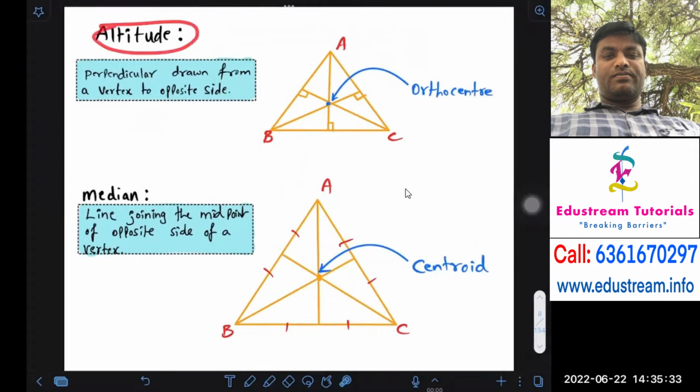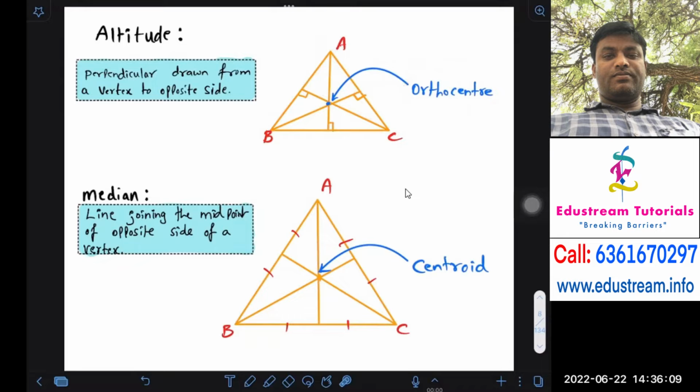Altitude. Now, what's the meaning of altitude of a triangle? It's a perpendicular drawn from a vertex to the opposite side. So this is vertex A. I'm going to draw a line perpendicular to its opposite side, BC. And this is the vertex B, and I'm going to draw a perpendicular opposite to B, that is AC. And then I'm going to draw a perpendicular from vertex C, opposite is line AB. So this makes an angle of 90 degrees. And the point where all these altitudes meet is called the orthocenter.